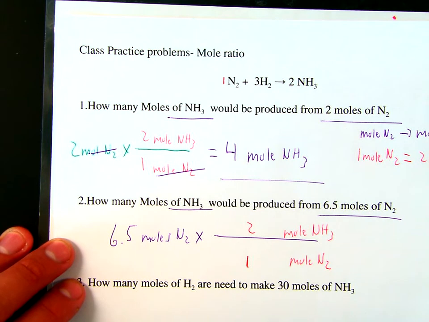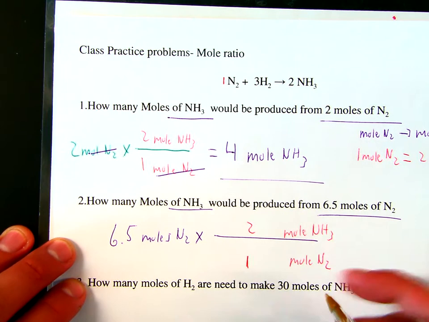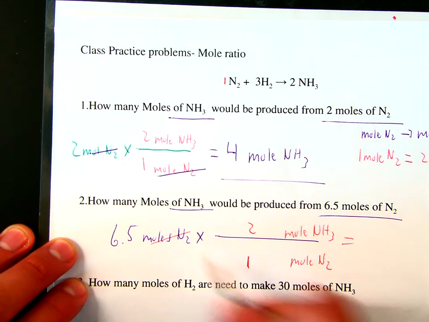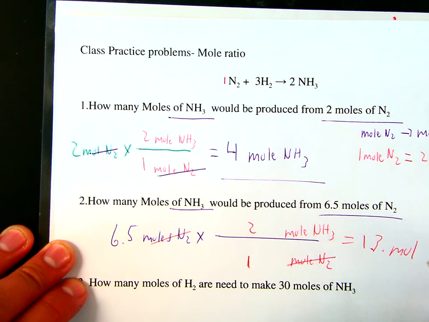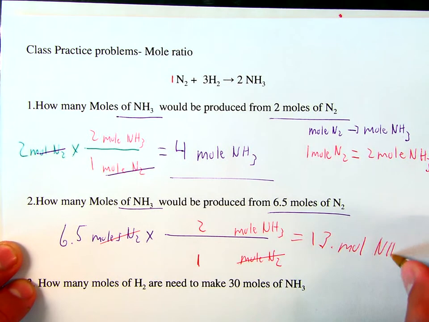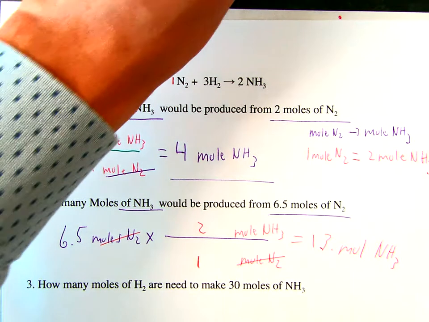So my answer is simply 6.5 times 2. 6.5 times 2 gives me 13. So my answer would be 13. Don't forget your units crossing out. 13 moles of NH3. Okay. All right, let's continue here.